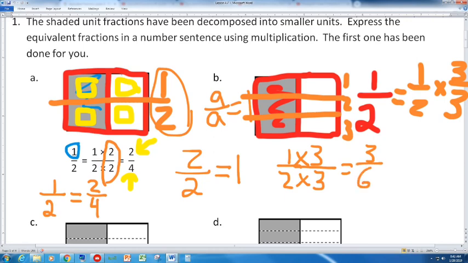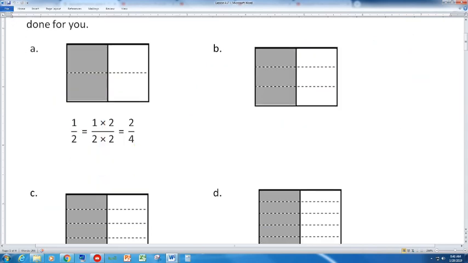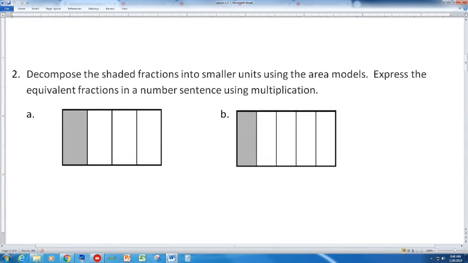So 3 over 6 is equal to 1 over 2. These two fractions, 3/6 and 1/2, are equivalent. And that's all this lesson is, we're showing our work using multiplication.